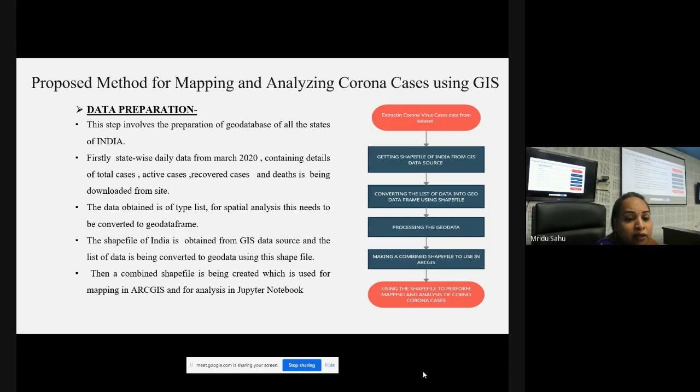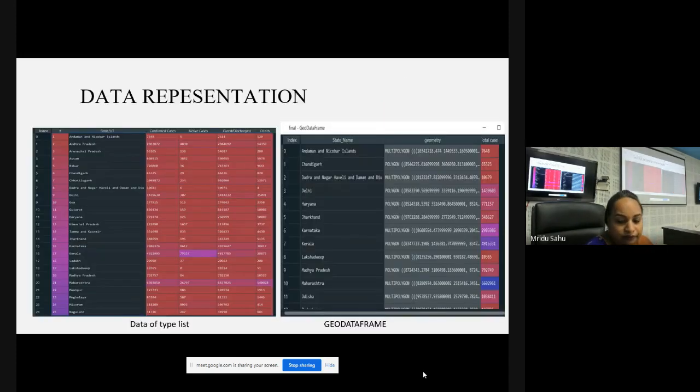Then the second thing, here the data obtained is a type of list. For spatial analysis it needs to be converted to a geodata frame. I think all of you understand the meaning of spatial analysis, because we are doing this analysis with respect to the geospatial positioning system, the latitude and longitude based system. Then the shape file of India is required for the location of the particular event that occurs in that place. It is obtained from the GIS data sources, and then the combined shape file is created, which is used for mapping in ArcGIS for the analysis in the Jupyter notebook.